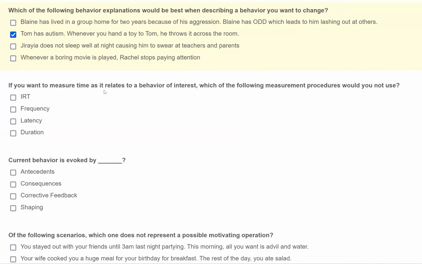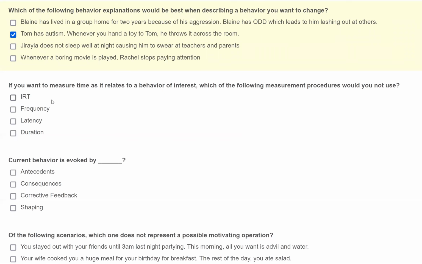If you want to measure time as it relates to a behavior of interest, which of the following measurement procedures would you not use? Don't get lost in the wording here of this question. Don't overthink it. What is the question asking about? The question is asking about measurement procedures that use time as it relates to the behavior of interest. All we're looking for to answer this question is the measurement procedure that doesn't involve the usage of time.